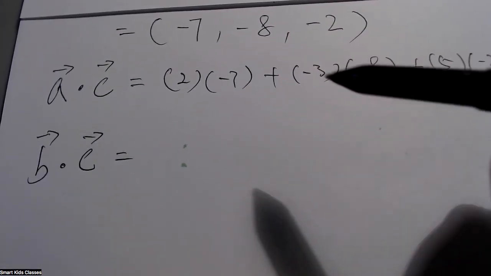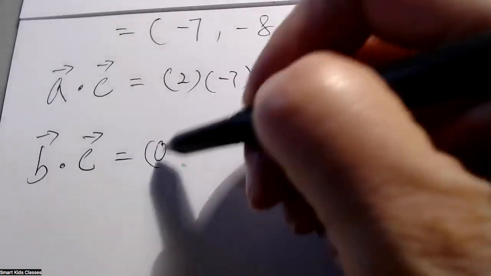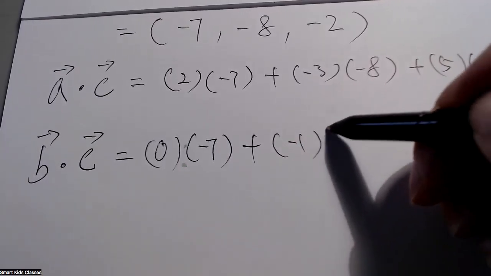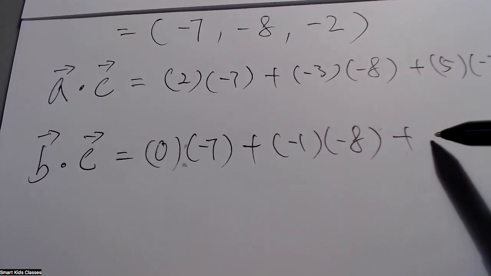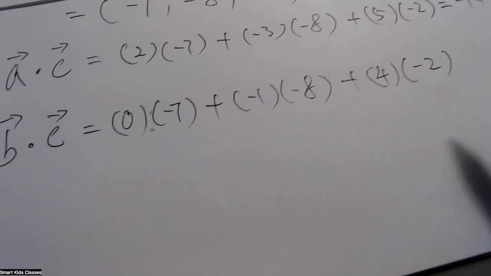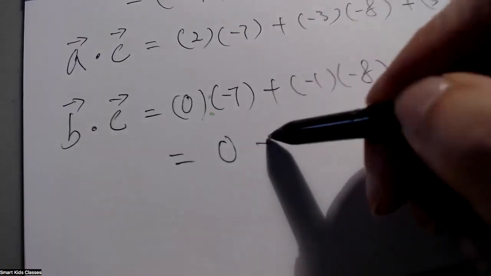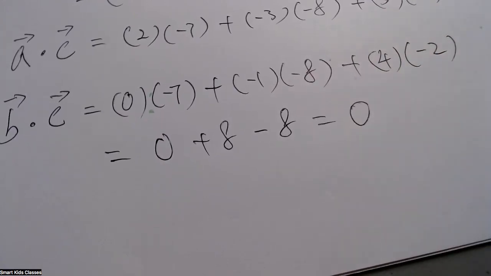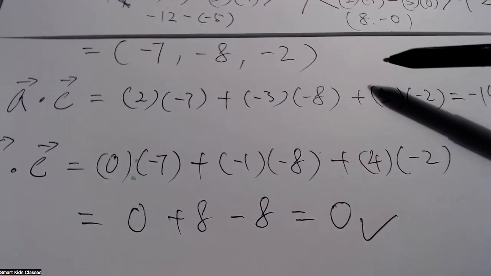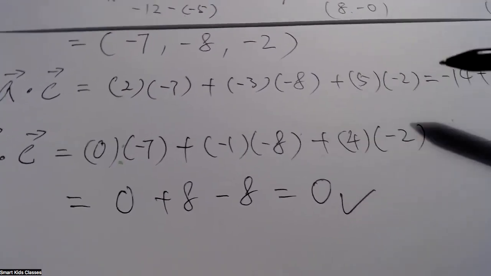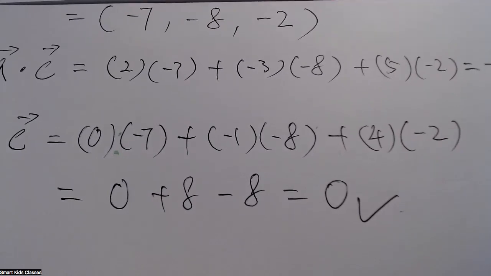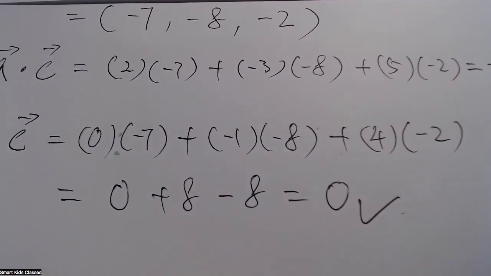Now the next one, B dot C. We have 0 times -7, add -1 times -8, add 4 times -2. We get 0, plus 8 minus 8, which is equal to 0. So we prove it is correct. The cross product of -7, -8, -2 dotted with both vectors gives 0, so it's correct. I'm going to illustrate one more for you.